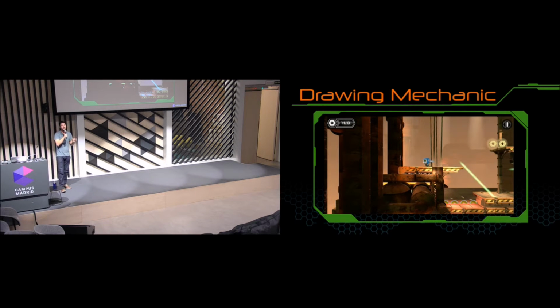This is what we now call our drawing mechanic, and it was one of the first and most important game design decisions that we had to make during the development of our game. And when we were thinking about the idea of our game, there were 3 conditions that our core game mechanic had to accomplish. First of all, it had to be innovative.